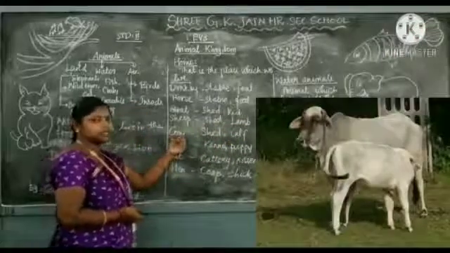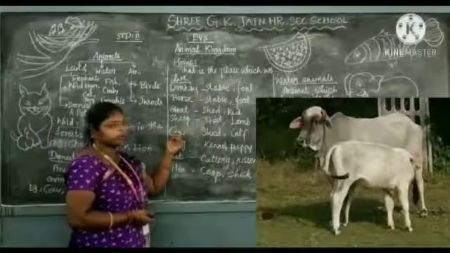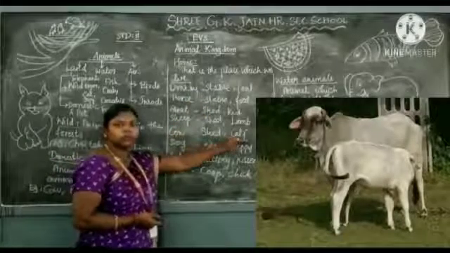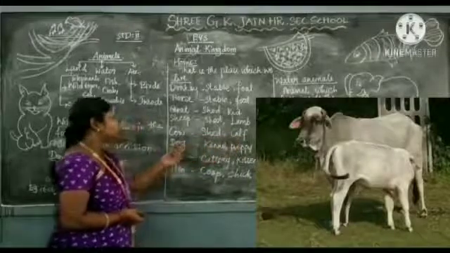Cow. I already explained you now. Cow. The shed is a home for cow. And the young one of cow is calf.